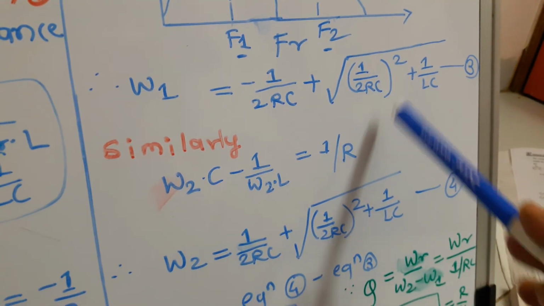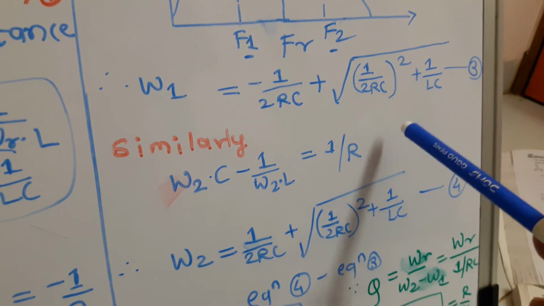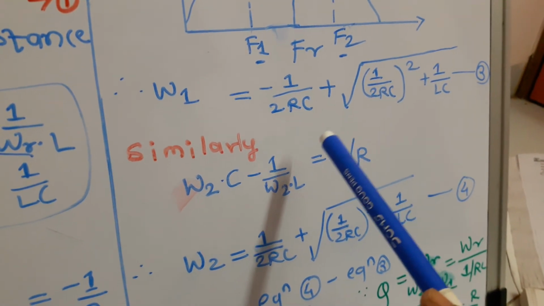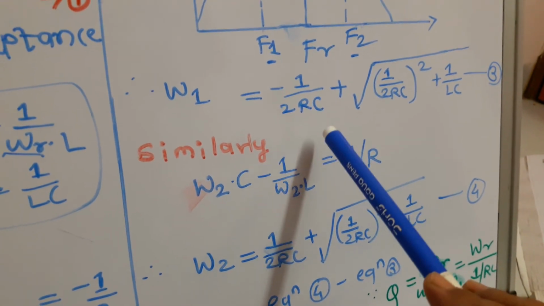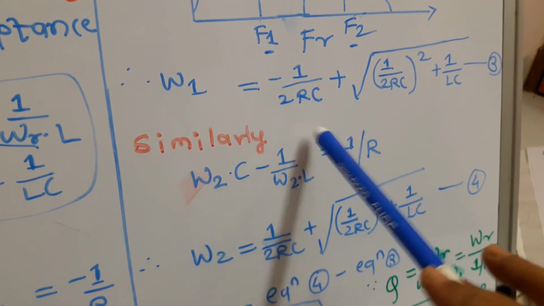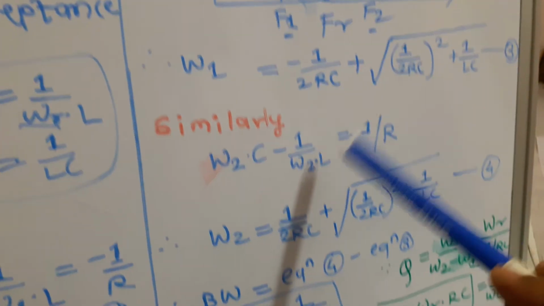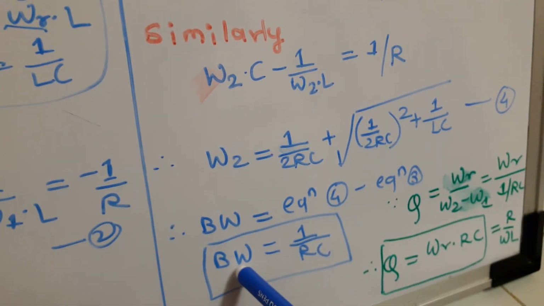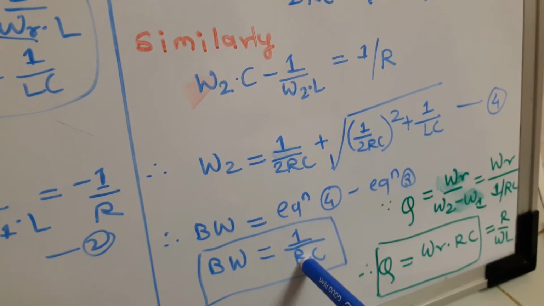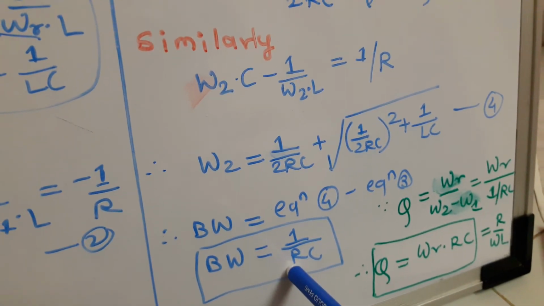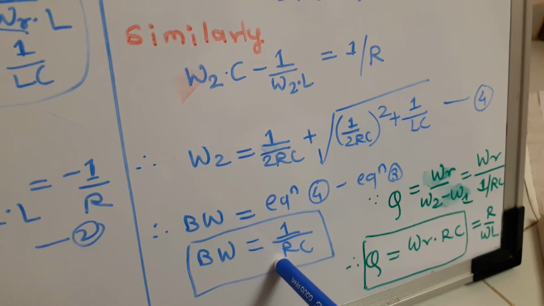The positive under root and negative under root will get cancelled and we will be left with 1 by 2RC plus 1 by 2RC. So we will have 2 divided by 2RC. The 2 will get cancelled and ultimately bandwidth is equal to 1 upon RC. So this is the expression for the bandwidth of a parallel resonant circuit.